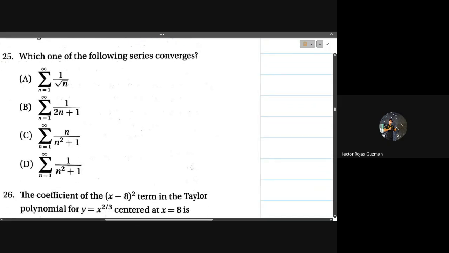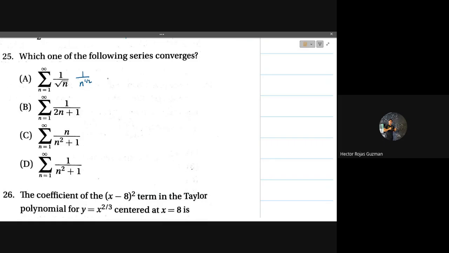Which of the following series converges? Well, this one is a P series, and look at the power. This one diverges. This next one can be compared to the harmonic series, but because this denominator is greater, that implies that this fraction is smaller. And because this series diverges, then the other one also diverges.